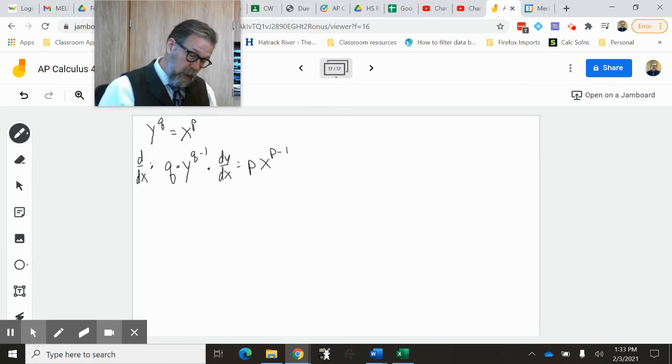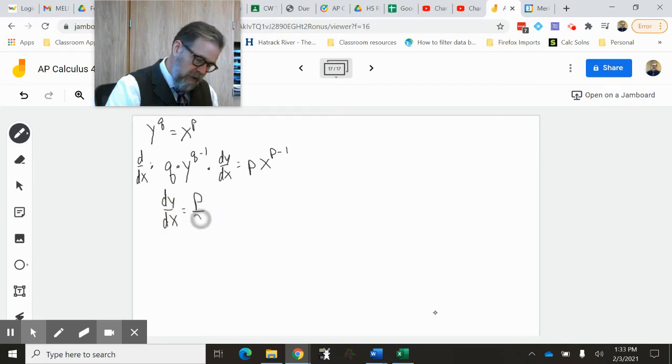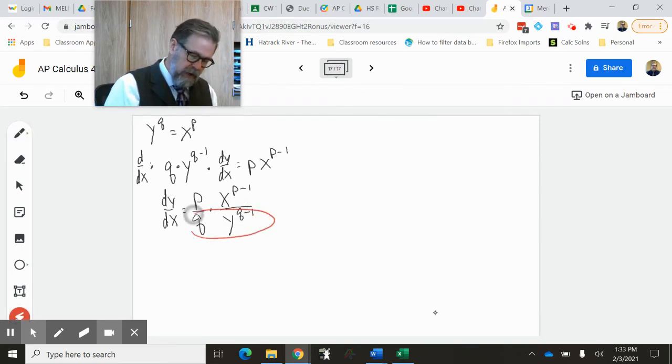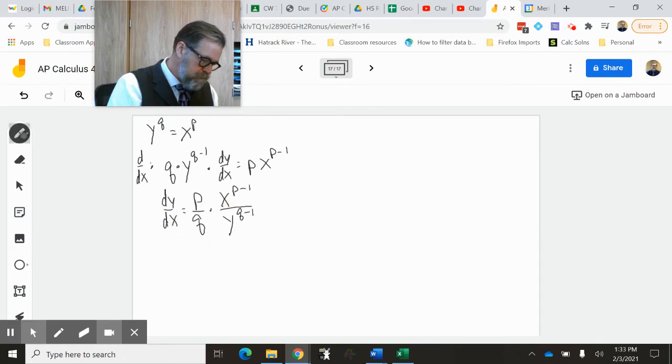So let's see, what are we going to do? Well, first off, I'm going to divide both sides by q, and I'm going to divide both sides by y to the q minus 1. So we now know that the derivative of y with respect to x equals p over q times x to the p minus 1 over y to the q minus 1. Don't be confused by the fact that I separated the fractions. I divided by q and divided by y to the q minus 1.